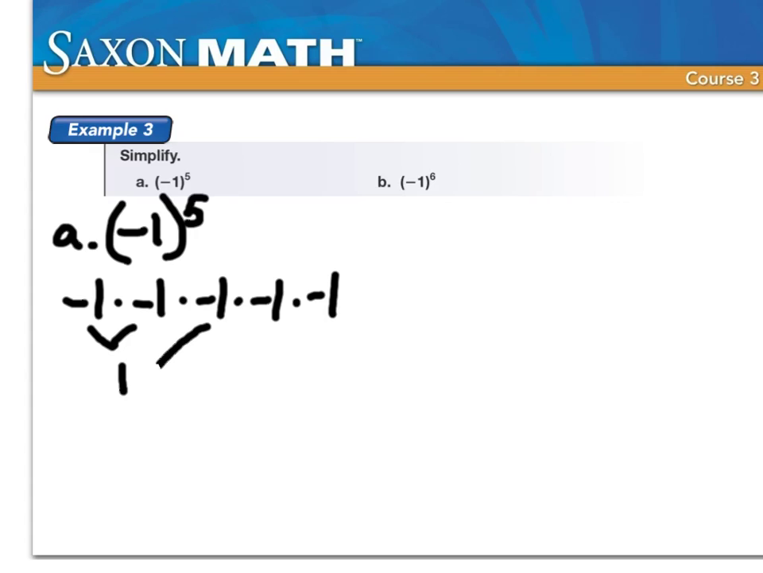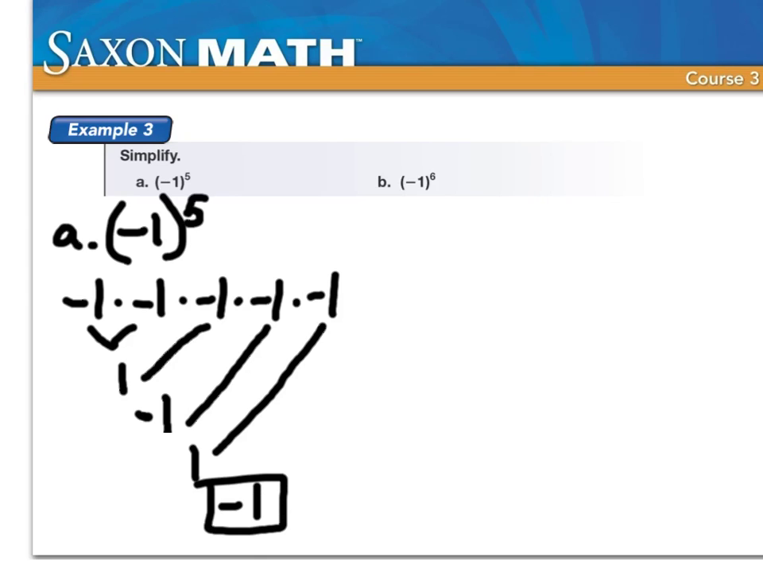Then I'm going to take positive 1 times negative 1. Again, 1 times 1 is 1, and a positive times a negative is a negative. Then we multiply these two, negative 1 times negative 1. 1 times 1 is 1, and a negative times a negative is a positive. Then I've got to multiply these two, and 1 times negative 1 is negative 1. So negative 1 to the 5th power is negative 1. Negative 1 times itself 5 times is negative 1.